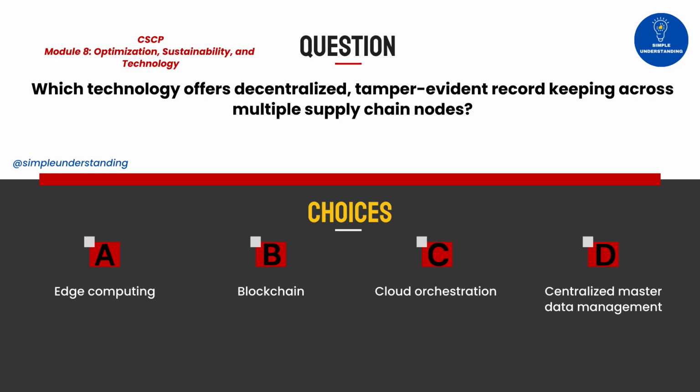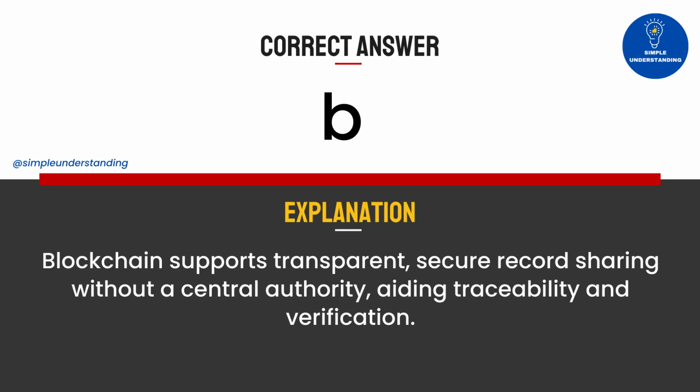12. Which technology offers decentralized, tamper-evident record keeping across multiple supply chain nodes? A. Edge computing. B. Blockchain. C. Cloud orchestration. D. Centralized master data management. Correct answer: B. Explanation: Blockchain enables secure, distributed record keeping that is immutable and shared across stakeholders.